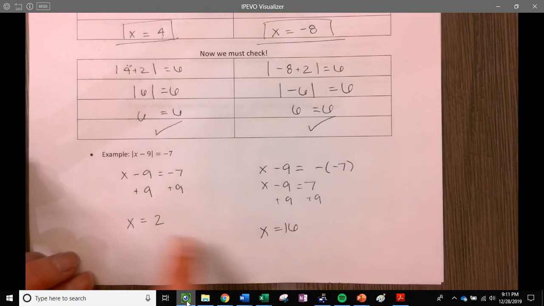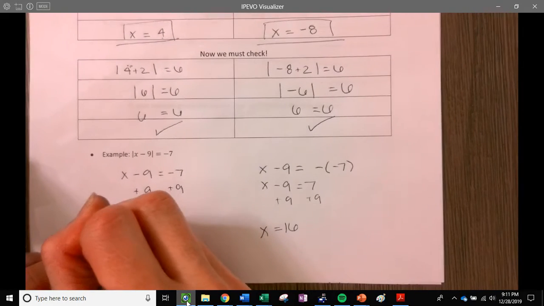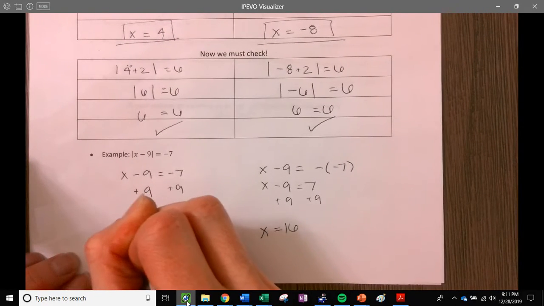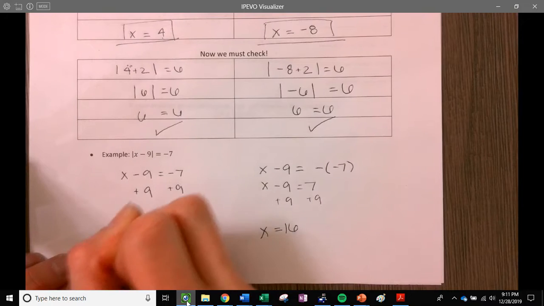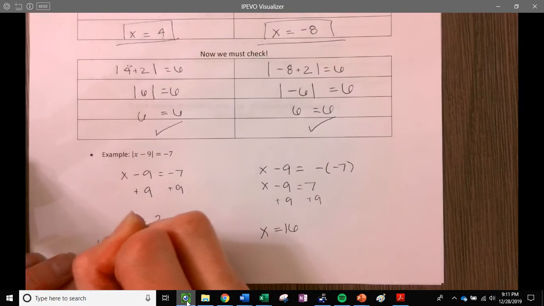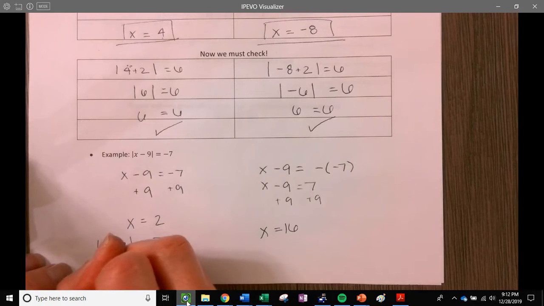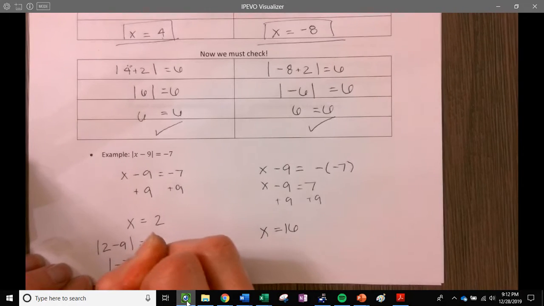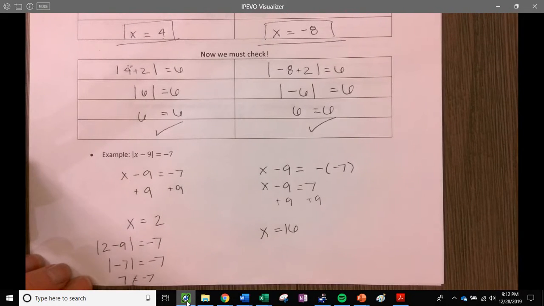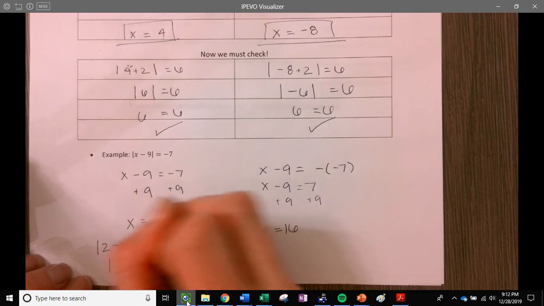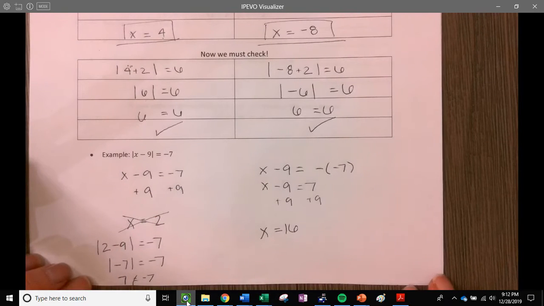So now we have to test both of these. The absolute value of 2 minus 9 equals negative 7. 2 minus 9 is negative 7, equals negative 7. Now if I drop these brackets, that negative number is going to become positive. So now I have positive 7 equals negative 7. Well, that is not true. So x equals 2 is not a solution.